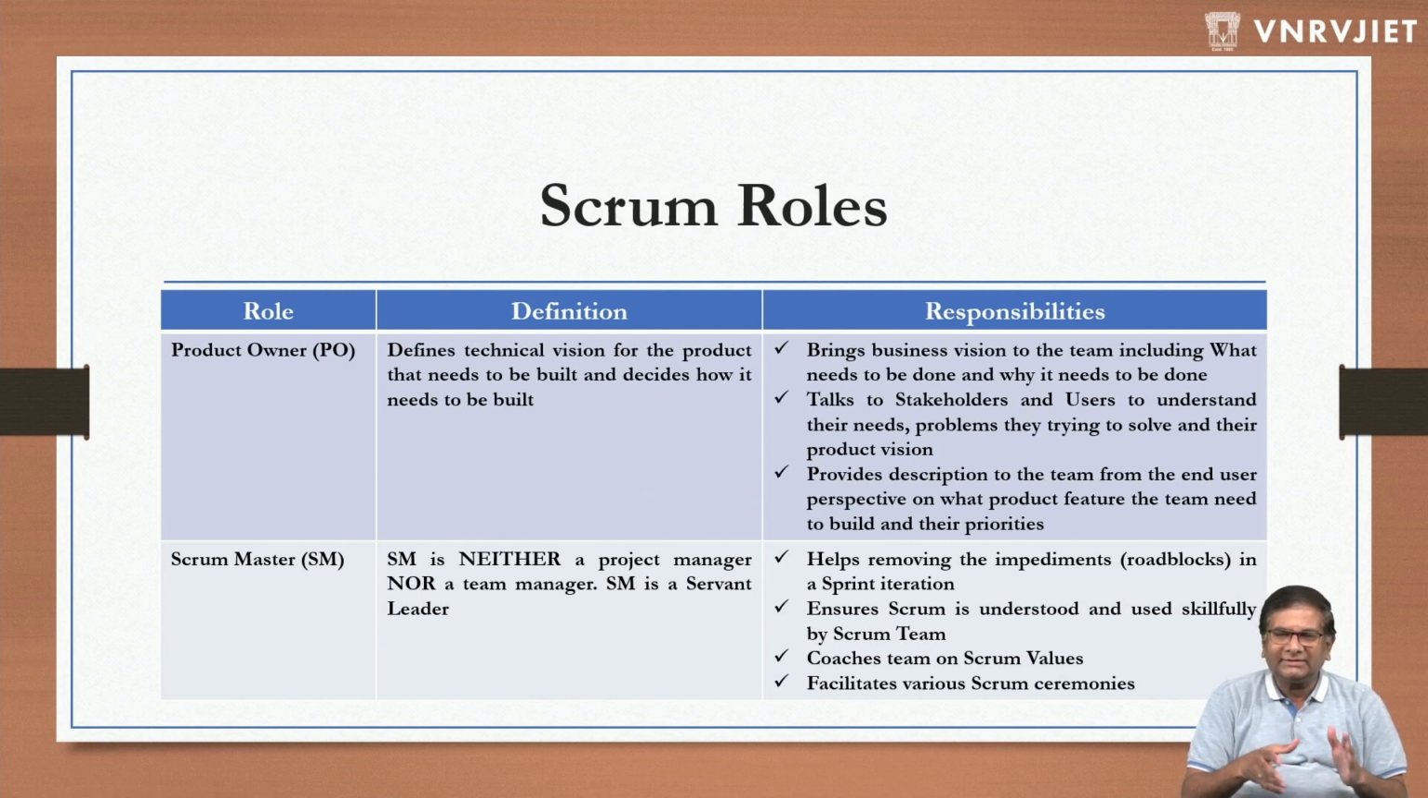listener/viewer. Now, let's talk about various Scrum roles. The first Scrum role is the product owner. The product owner defines the technical vision for the product that needs to be built and decides how it needs to be built. Is the product owner a technical guy or a non-technical guy? Actually, most of the time product owners are technical people. They can be the managers, the people managers of the team itself. But again, it is not necessary.